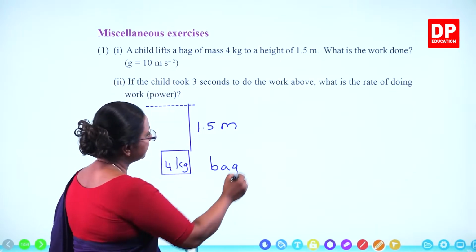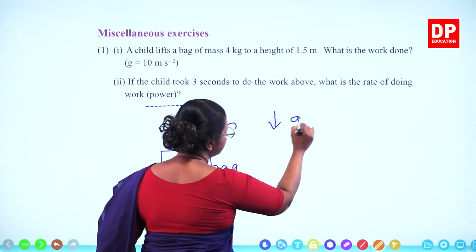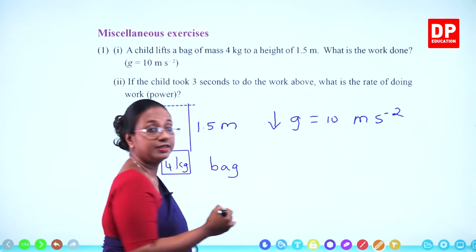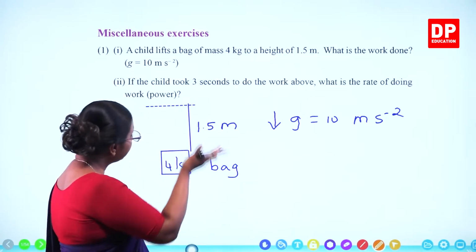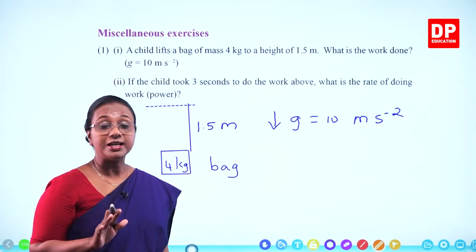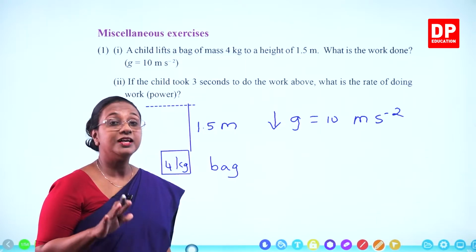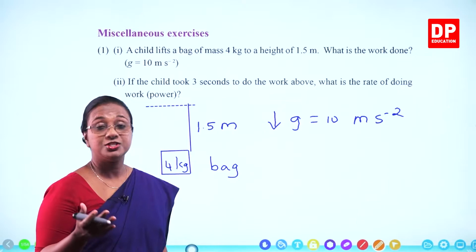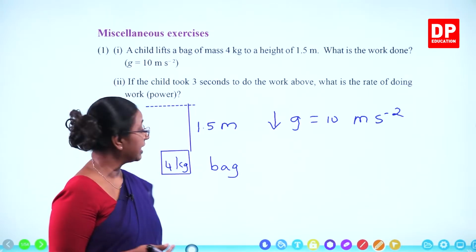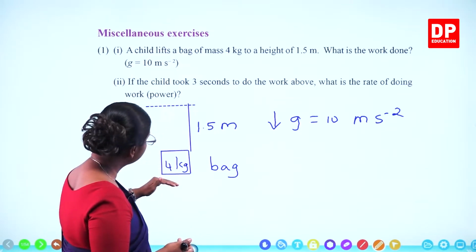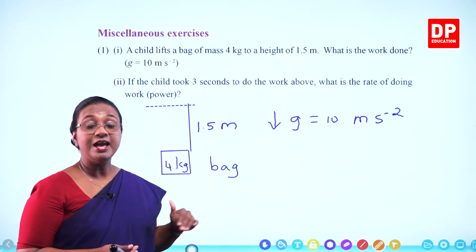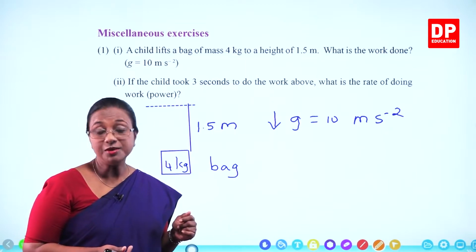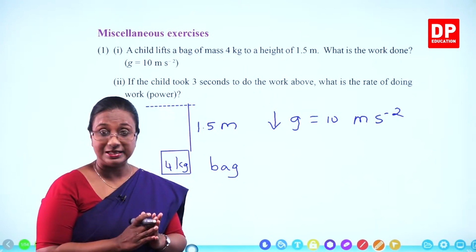So here you can see the gravitational acceleration g, that is 10 meters per second square, that is acting downwards. So the child is lifting the bag up. Then what happens? She is doing work against the gravitational acceleration or the gravitational force. So because of that, there will be work done when the bag is lifted from here to here, and that work done will be stored as what? Gravitational potential energy. I'm sure you're familiar with that.